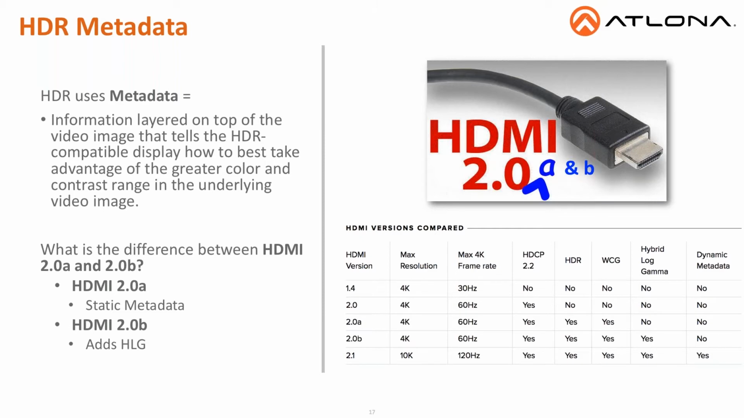So static metadata is, if you can imagine you're watching a movie, and the metadata is just put on top of that content, and it's static. It's set at the beginning of the movie, and those settings are set for the rest of the movie. Dynamic metadata takes a little bit more complexity in that HDMI 2.0B and allows each scene to have its own metadata. So the dynamic metadata is changing with the content so that you actually get the best viewing out of each individual scene.